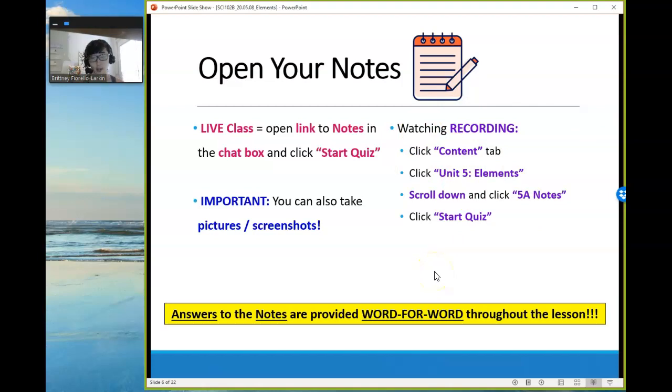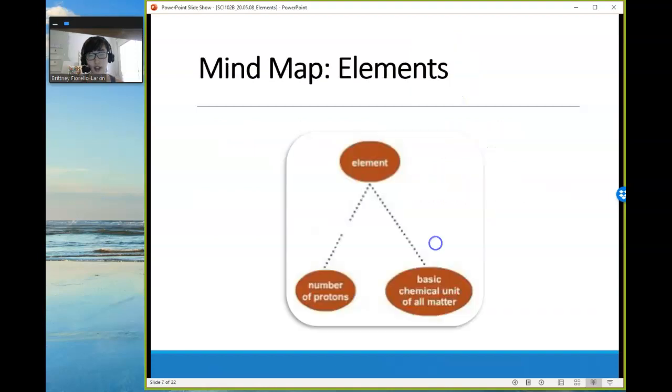Again, answers are going to be provided word for word throughout the lesson. The only exception is the exit ticket that you need to be able to do on your own based on what you learn in this lesson. So make sure that you are learning. Keep yourself accountable to that.